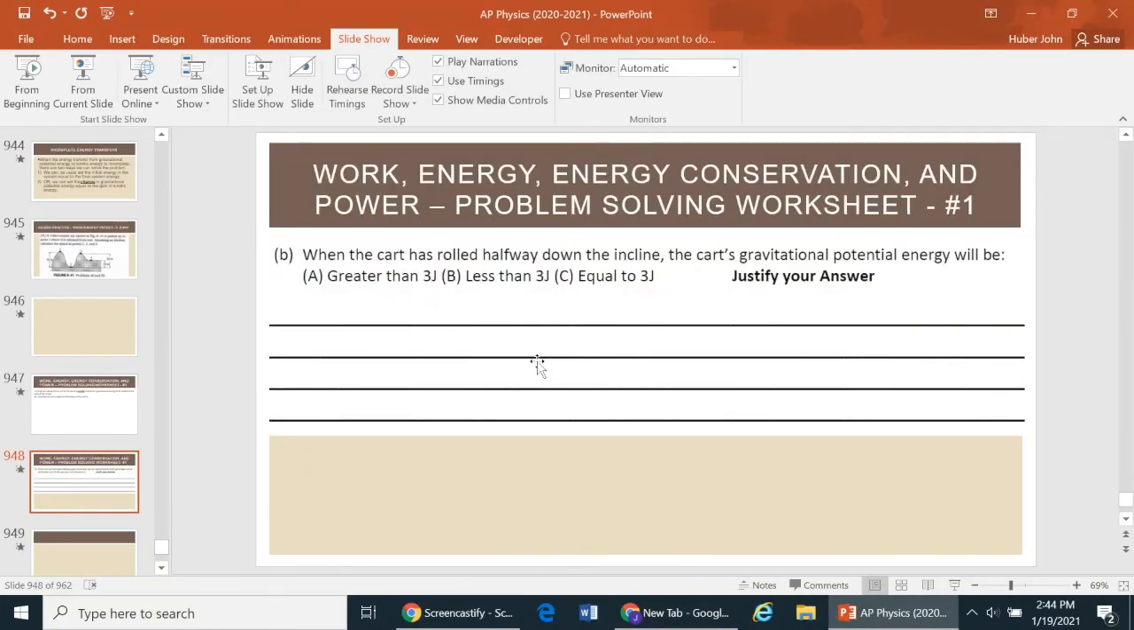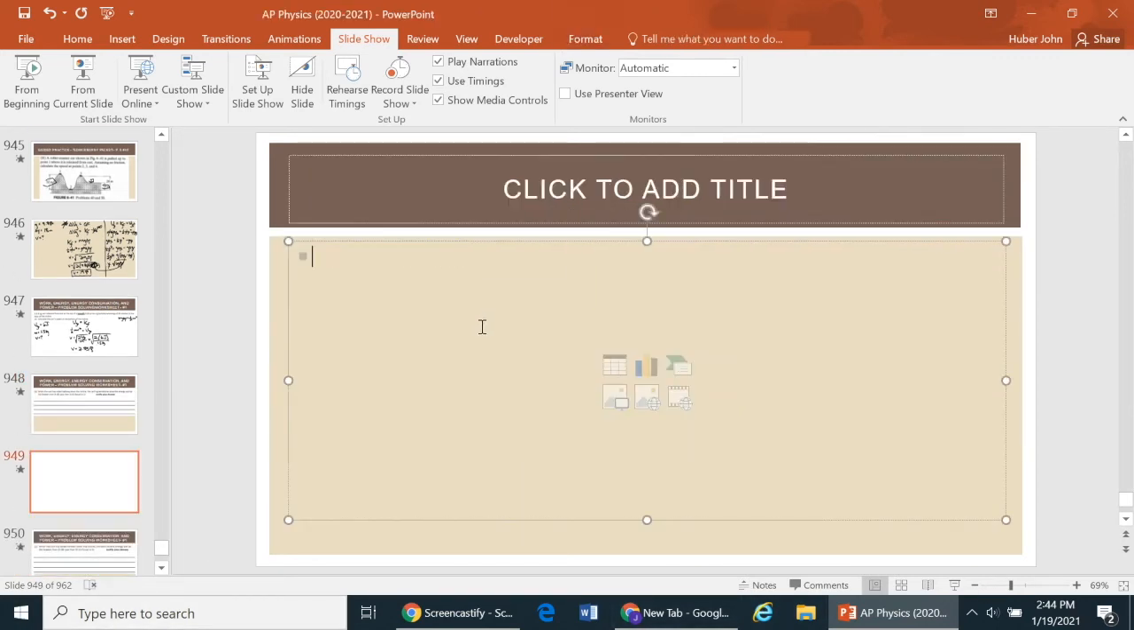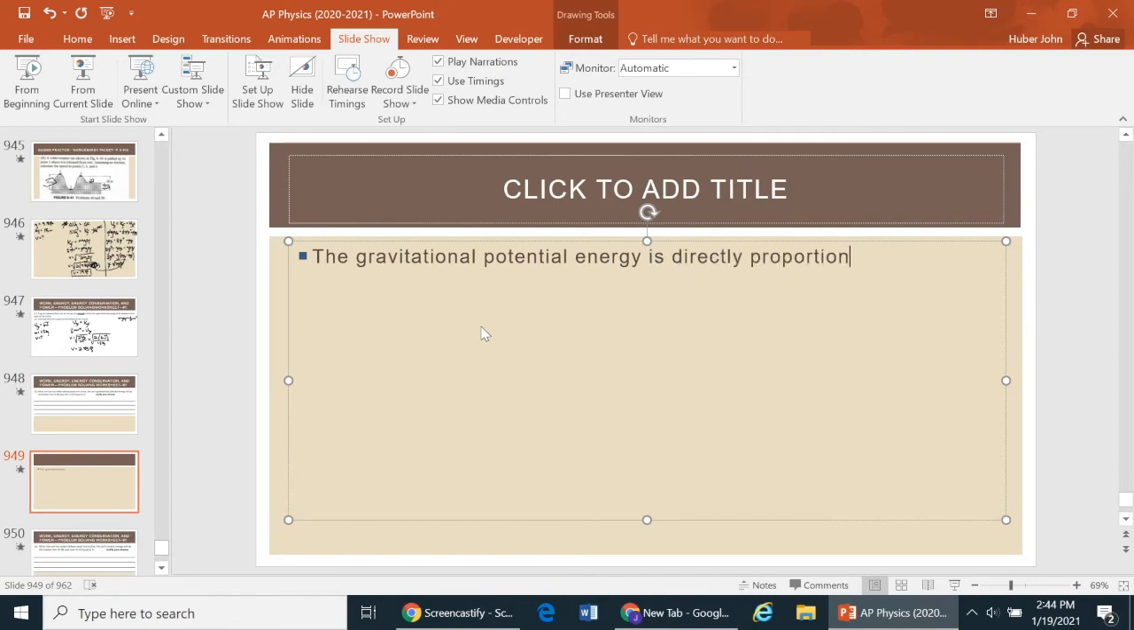Okay. So this question says the cart has rolled halfway down the incline. And they're asking us about the cart's gravitational potential energy when this thing is halfway down the incline. Now we can say here that this whole solution comes down to the equation. The gravitational potential energy is directly proportional to the object's height. UG equals mgy. I'm leaving out the delta for now just because it's annoying to type. So the gravitational potential energy is directly proportional to the object's height.